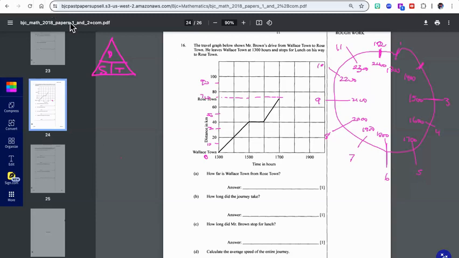Remember when we did the average speed? Remember we found the distance, we added all the distance together, and then we divided by the time taken.